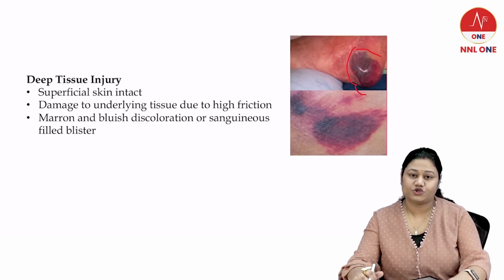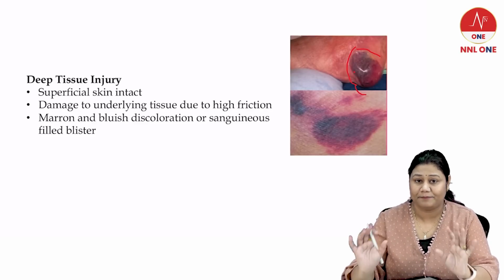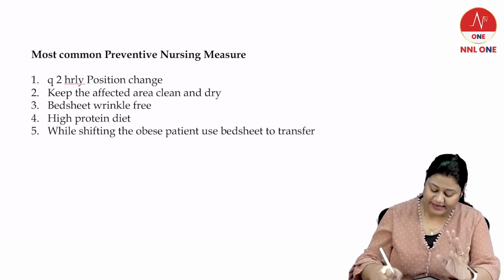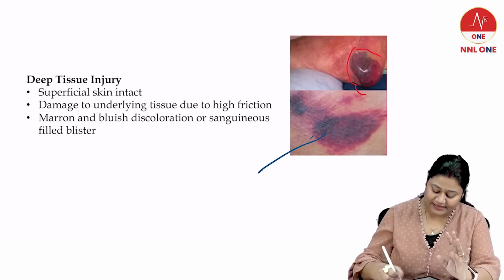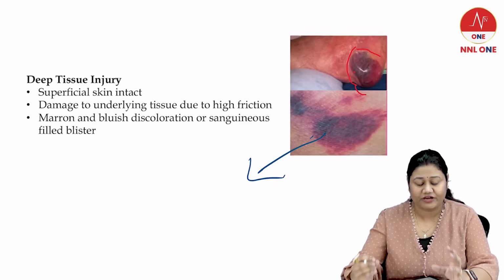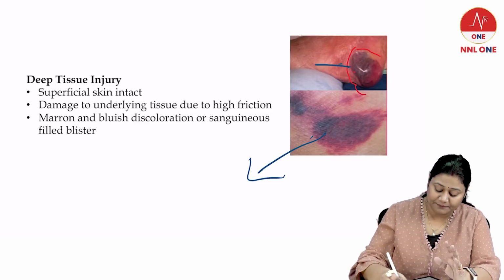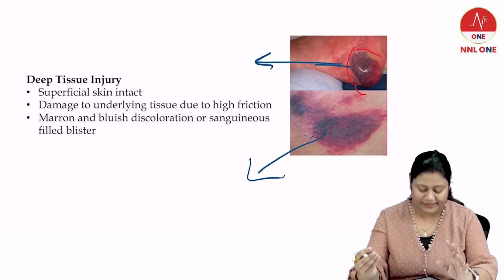Then we have the deep tissue injury. This is basically another stage where you have intact skin or a blister formation, right? Intact skin which has maroon and brownish discoloration because of the shear and friction, the skin tissue got damaged. Or if it is a blister, then the blister will be filled with serosanguinous fluid.